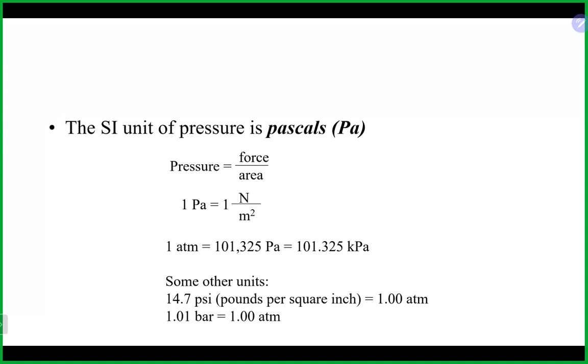So those are some other common units of pressure: PSI, bar, and pascals or kilopascals that you do sometimes come across. But again, I would say the big three are going to be atmospheres, millimeters of mercury, and torr. Most of the time those are probably going to be the ones that you come across.